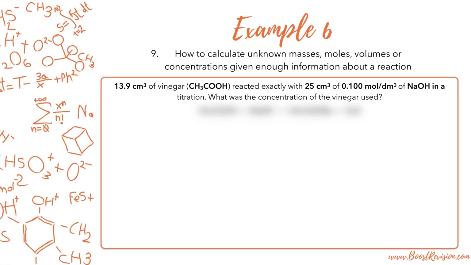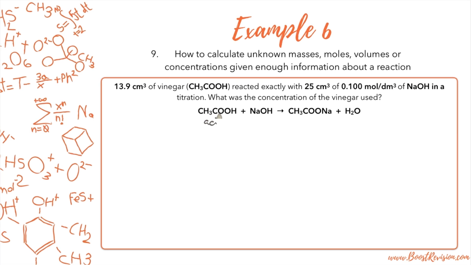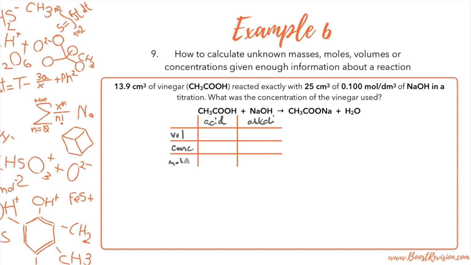Finally, this is a kind of question that you might get in a titration example. 13.9 centimetres cubed of vinegar reacts exactly with 25 centimetres cubed of 0.1 moles per decimetre cubed of sodium hydroxide. We want to know what the concentration of the vinegar was. In these types of questions, I always advise doing a little table so you can see what values you have and what you're trying to calculate. So we've got the values for the volume of the acid and of the alkali, as well as the concentration of the alkali. First thing is to convert centimetres cubed to decimetres cubed. So divide both by 1,000.